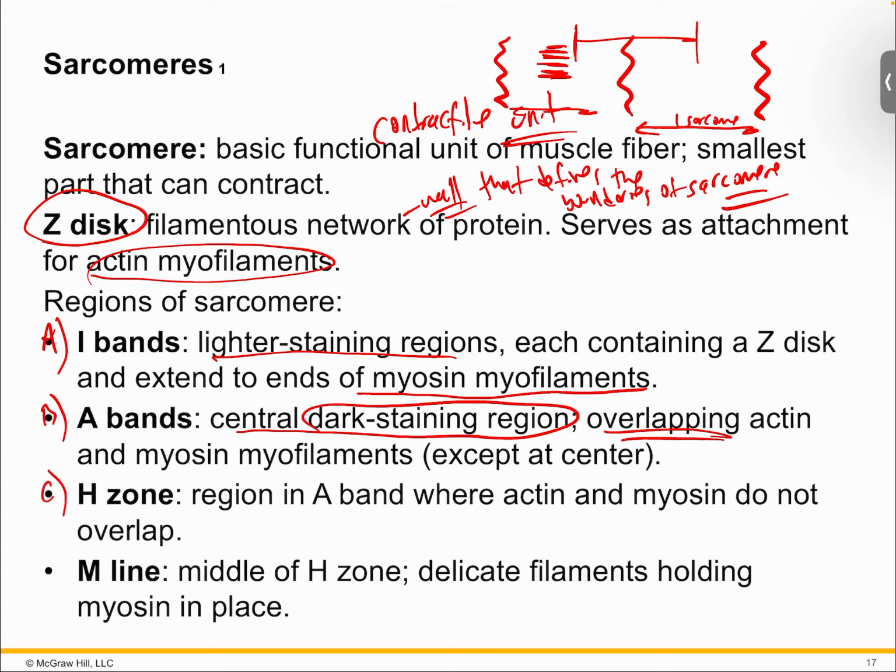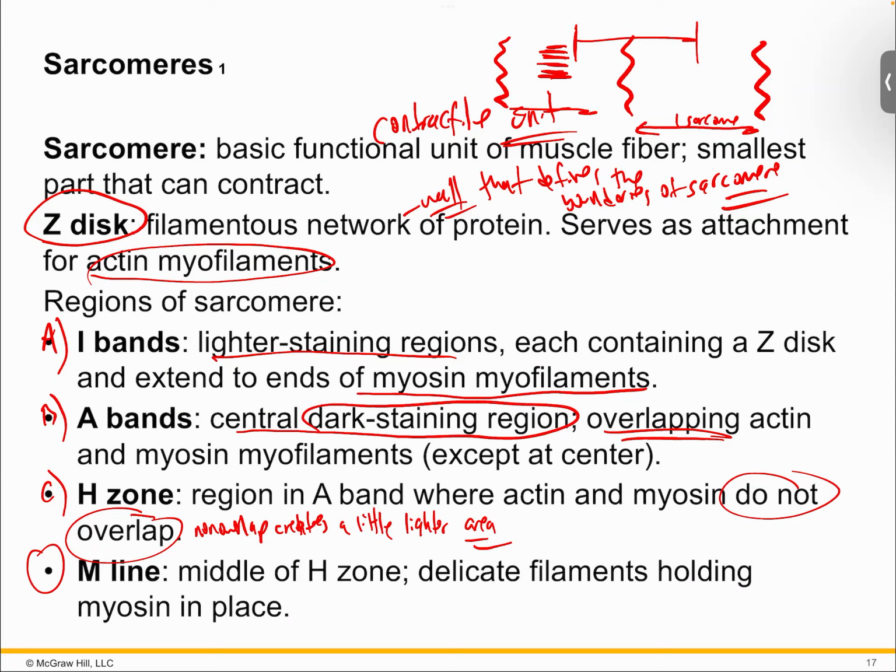Then you have what's called the H zone. This is an area in the A band where there's a temporary little area of non-overlap. And so it's a little bit lighter. So there's a little bit of a lighter area there. And right down the middle of the H zone is a line called the M line.